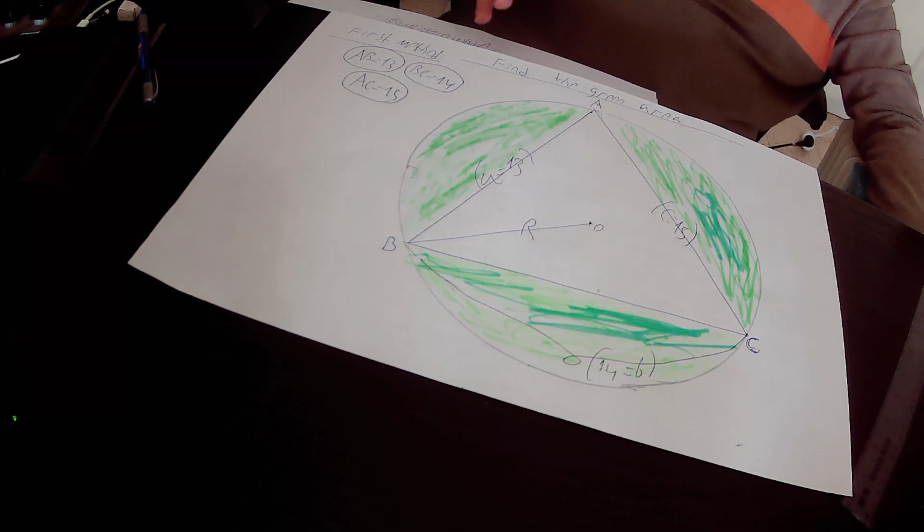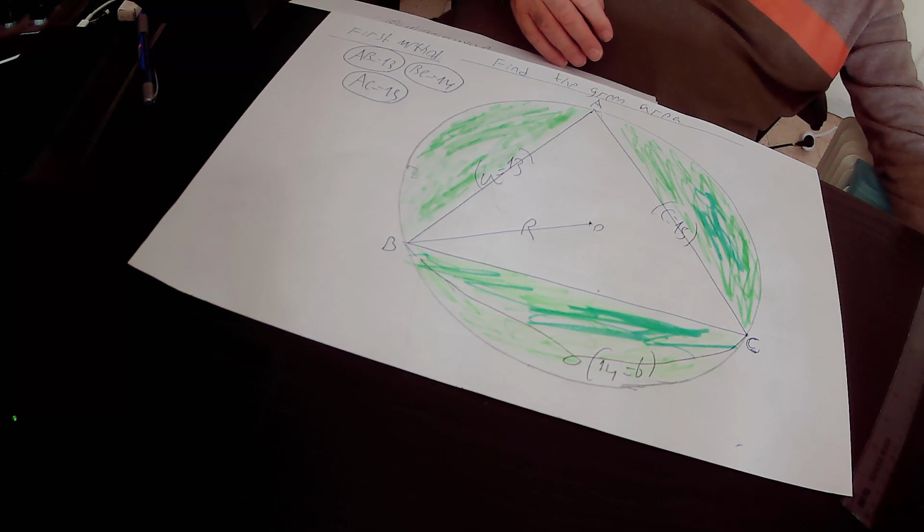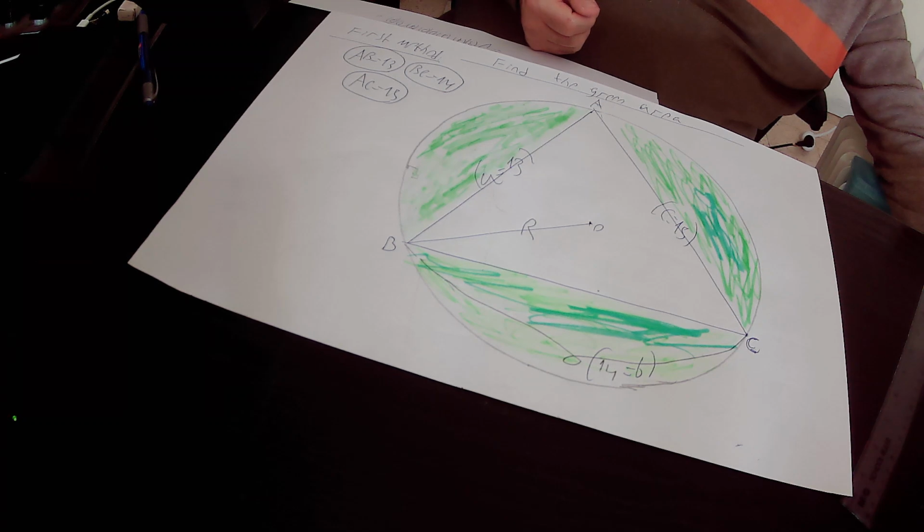So in the first method, I presented to you a new rule, and we implemented the new rule in order to find the area of this triangle ABC. Actually, rule number 4 is a new formula for the area of any triangle.